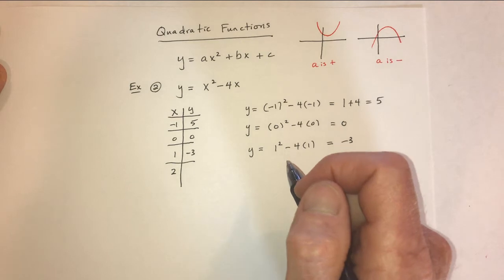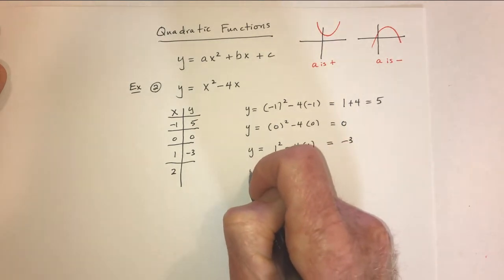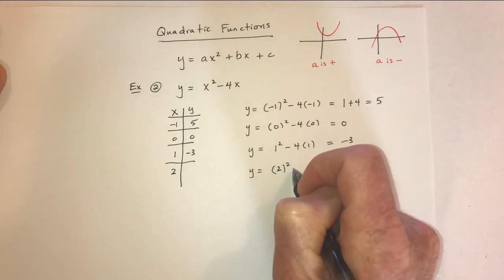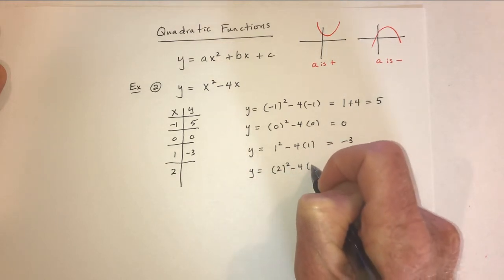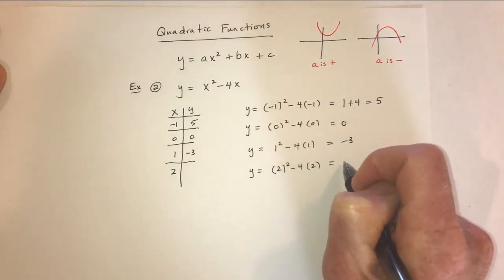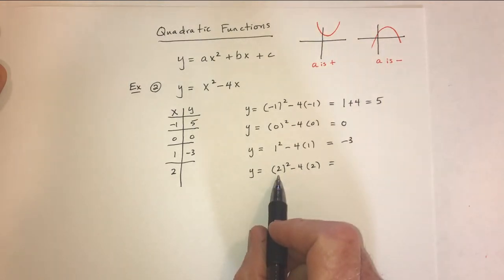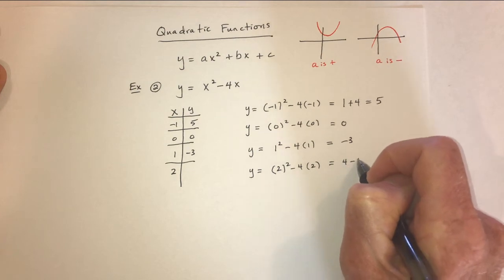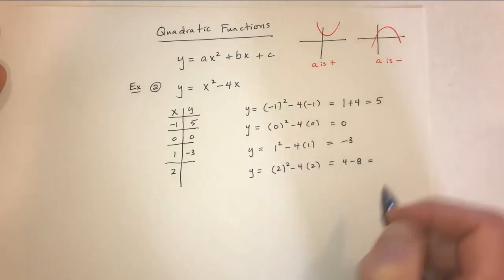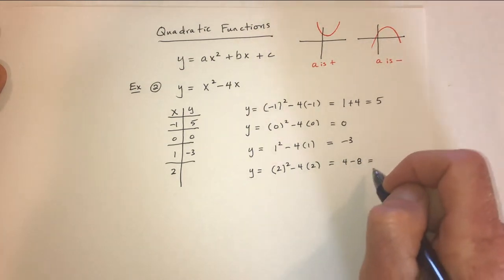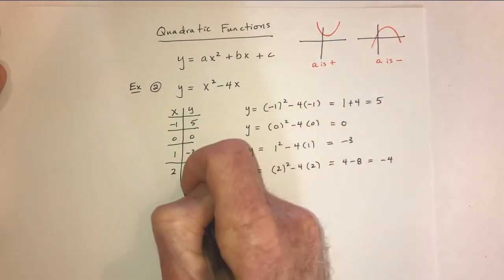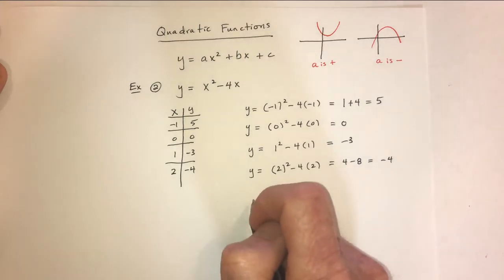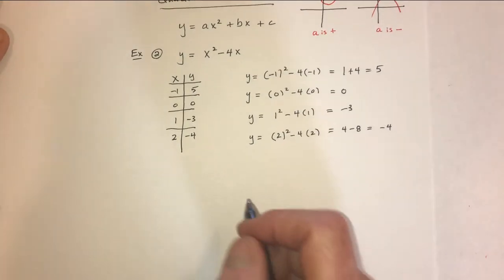And what about the 2? So that's going to be y equals 2 squared minus 4 times 2. And then that would be 4 minus 8, 4 minus 8. So that would be -4. And then let's see if that's enough information to graph it.